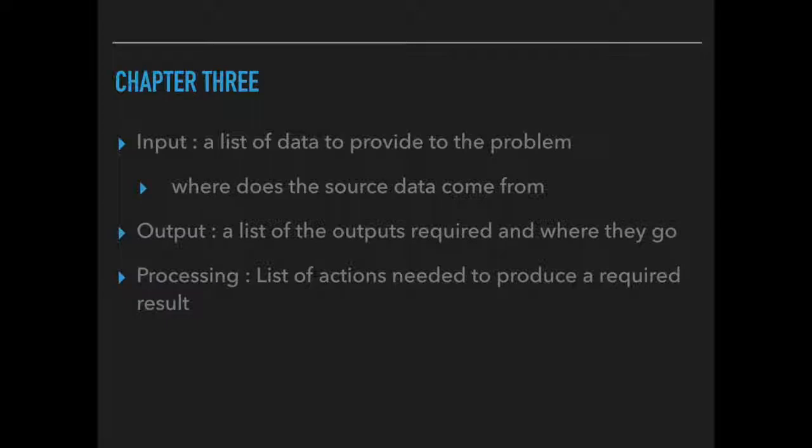Second is output. Output is whatever list of outputs is required and where it is that they go. Think about things like to your screen, to a paper, to a file, etc. Those could be outputs in the way of a system sound. When you have a system that makes a system beep, that's an output. Actually, outputs can be even things like the fan noise coming from your system.